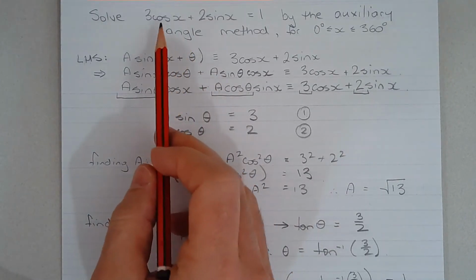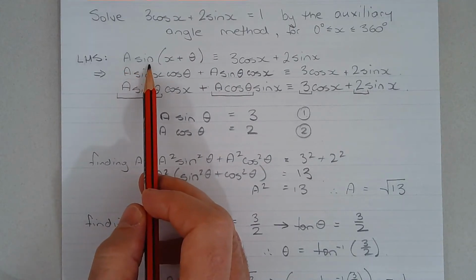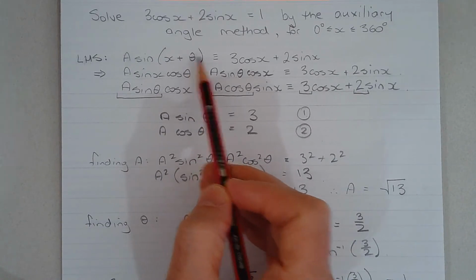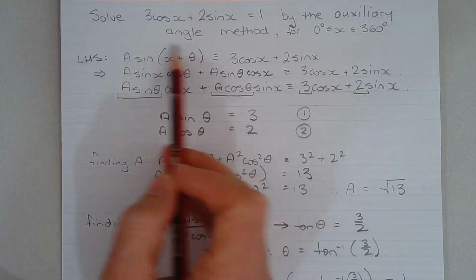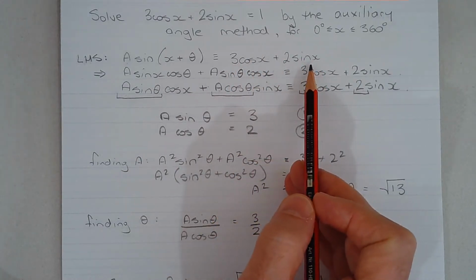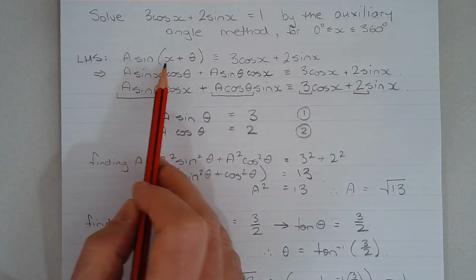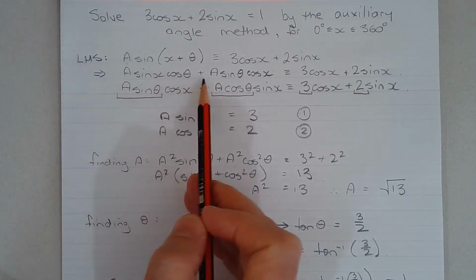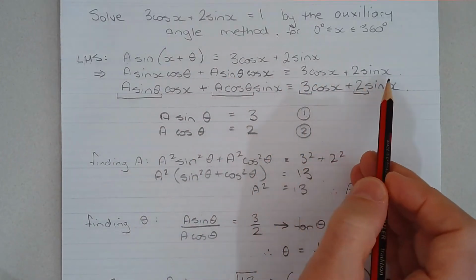We're going to replace 3 cos x plus 2 sin x with this expression, A sin(x plus theta), and theta is what we call the auxiliary angle. We need to find a value for A and a value for theta such that this expression is equivalent to 3 cos x plus 2 sin x. So let's go to the left-hand side: A sin(x plus theta). Let's expand that and we get A sin x cos theta plus A sin theta cos x, and that's equivalent to 3 cos x plus 2 sin x.